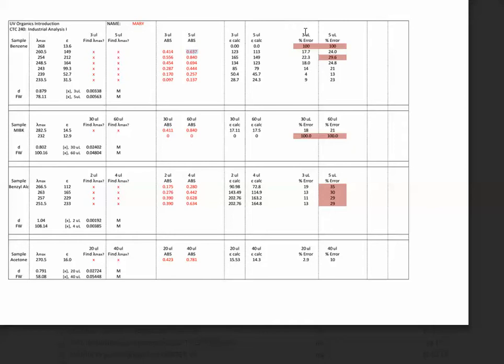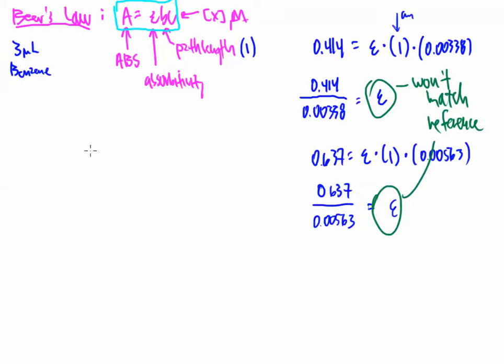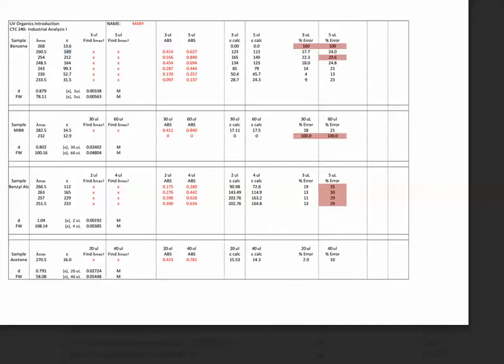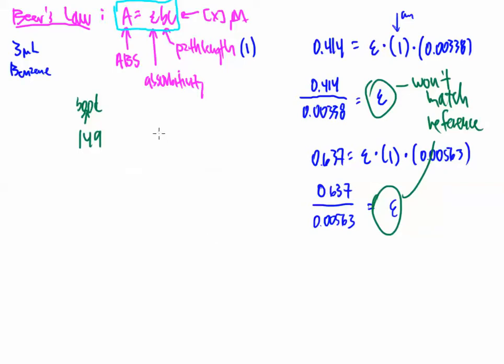So what you're seeing in this column is a percent error calculation. That means I should have gotten 149 for my molar absorptivity. My 3 microliter sample gave me 123. So how far off am I? That is the percent error calculation. So 149 is what I should have gotten from the book value. I didn't get 149. Instead, I got 123 for my 3 microliter sample.